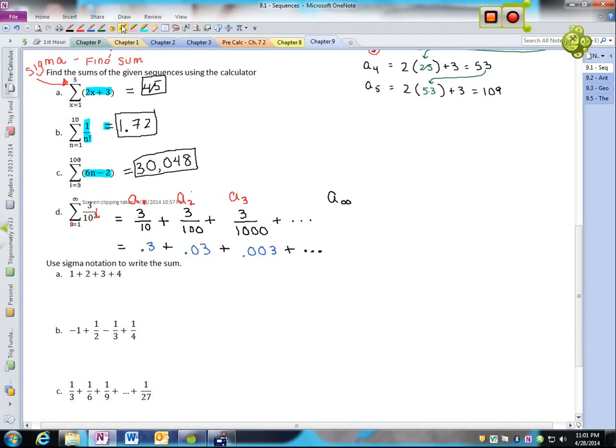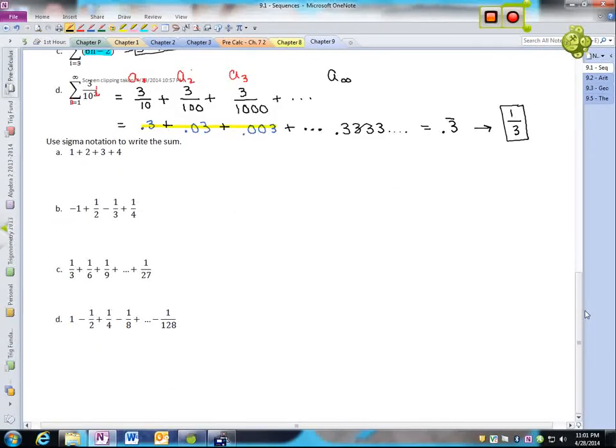0.3 plus 0.03 would get me to 0.33. If I add on a 0.003, I would now be at 0.333. If I keep on adding on 0.0003, so on and so forth, I would end up with a point and a bunch of 3's after it. That's the same thing as saying 0.3 repeating, that little bar on the top of the 3. And does anybody know what fraction 0.3 repeating is? 1/3. So the sum, after I add all of these together, the sum is 1/3.